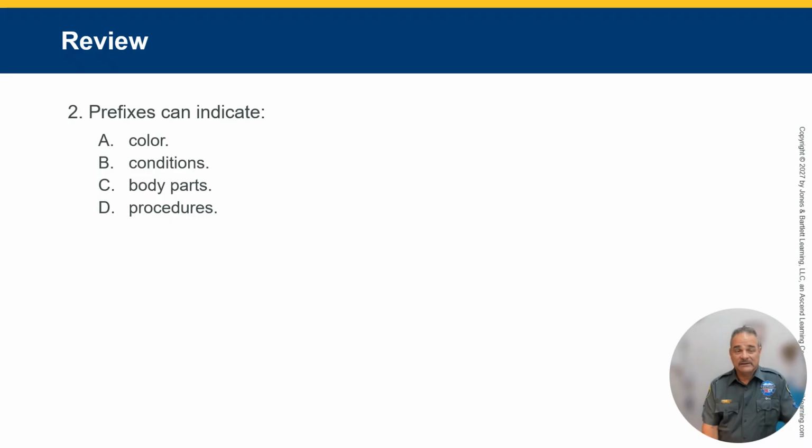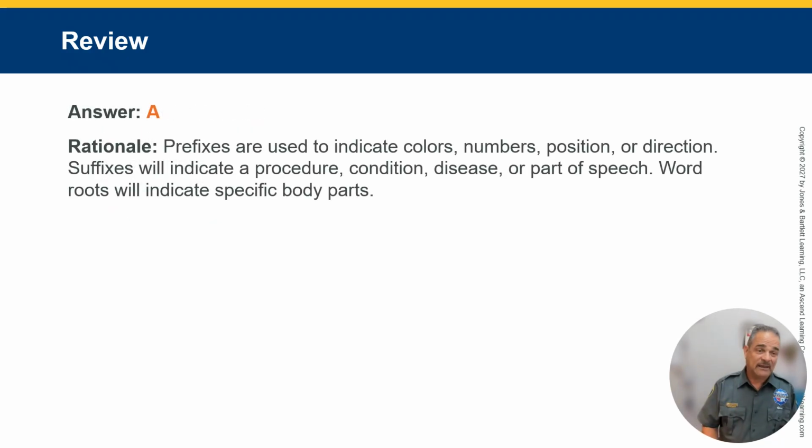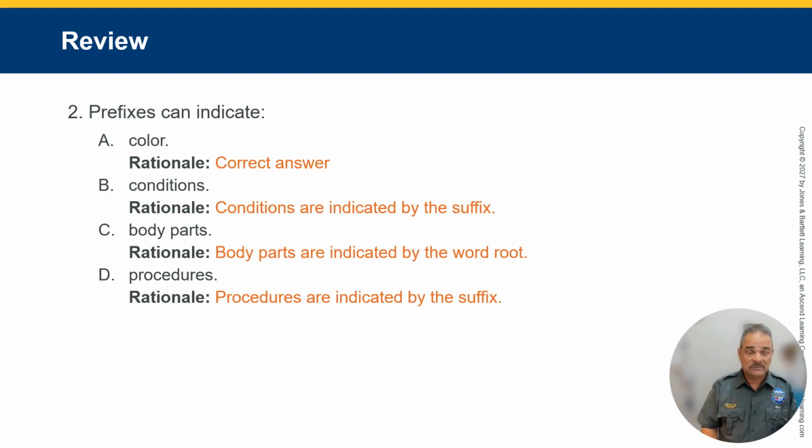Prefixes can indicate color, conditions, body parts, procedures. What do you think? Prefixes. What's a prefix? Pre. So it comes before the word root, right? Okay, it's A. It's used to indicate colors, numbers, positions, or directions. If you answered A, great job. There's your rationale for it.